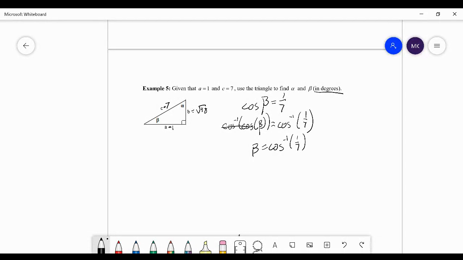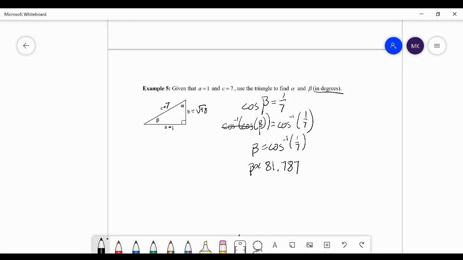Now, how do I do this, right? Because we need to get the degrees. Well, we grab our lovely little calculator. We make sure we change the mode into degree mode, because if we keep it in radian mode and we do this, we're going to get a bad answer. And we want to take the inverse cosine of 1/7. And when I do that, I get that beta is approximately equal to 81.787. Okay.